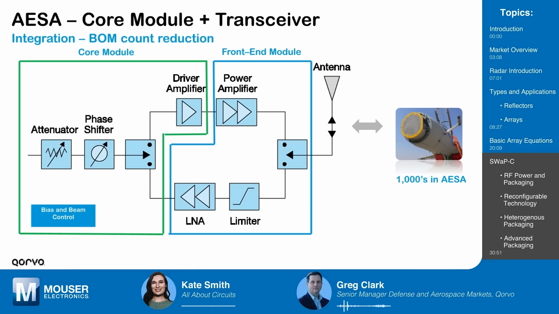The front end module, you're integrating the PA, the LNA, the limiter and the high power switch into one component, whether that is all monolithic as one MMIC, or if it's heterogeneous, meaning you're using GaN and GaAs combined to get the functionality, is kind of up to the application, as well as the volume need. And then you have the core module.